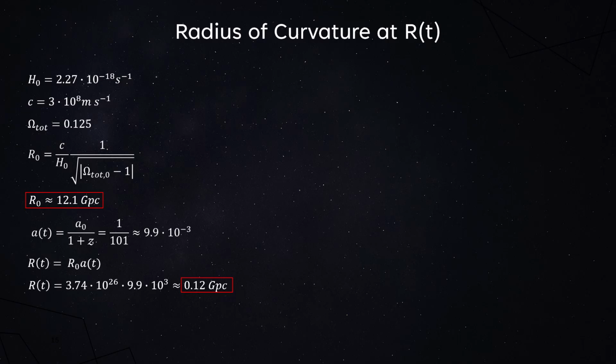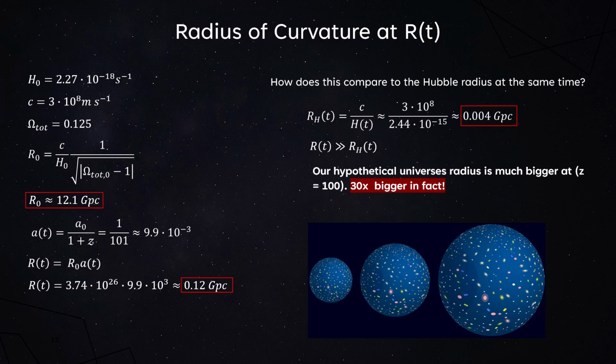When we compare that to the benchmark model at this time, the Hubble radius is 0.004 gigaparsecs. This indicates that the hypothetical universe is approximately 30 times larger in scale. Consequently, during matter domination, this large radius contributed to a faster expansion rate of the universe during this epoch.